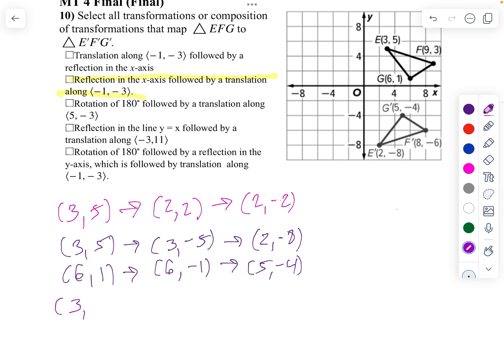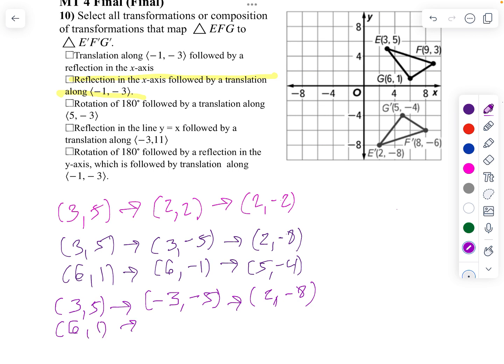So 3, 5. If I do a rotation of 180 degrees, that's -3, -5. And then if I translate that by 5, -3, -3 plus 5 is 2. -5 minus 3 is -8. So we get 2, -8. Oh, that verifies from the last one, doesn't it? Okay, let's try 6, 1 just to make sure.